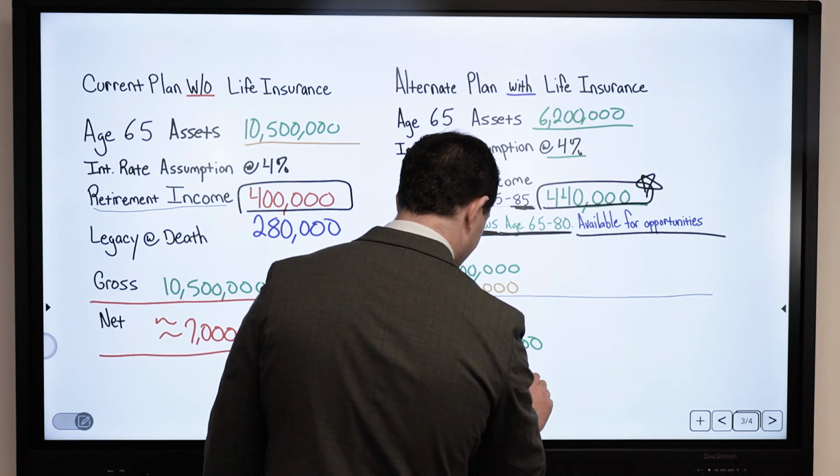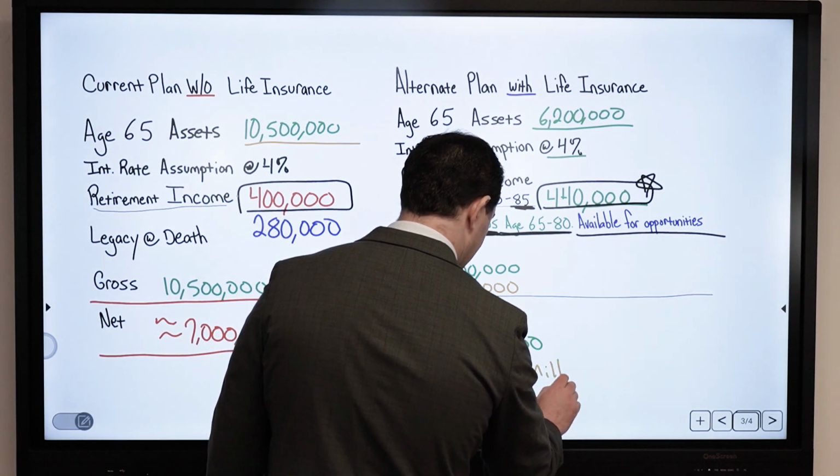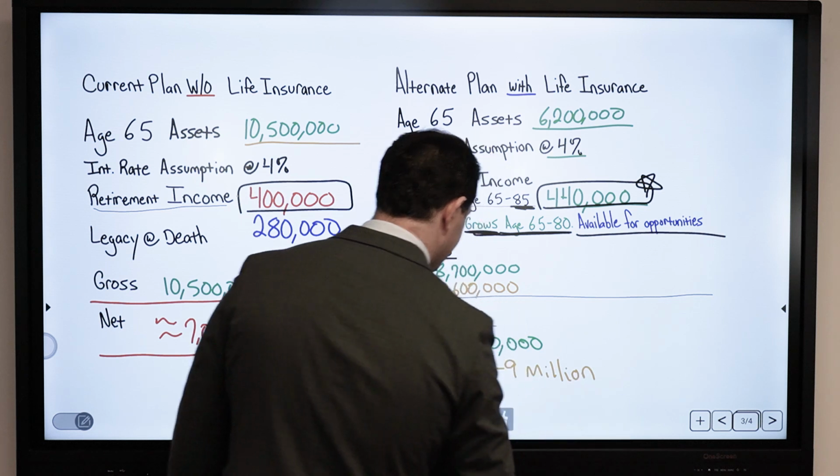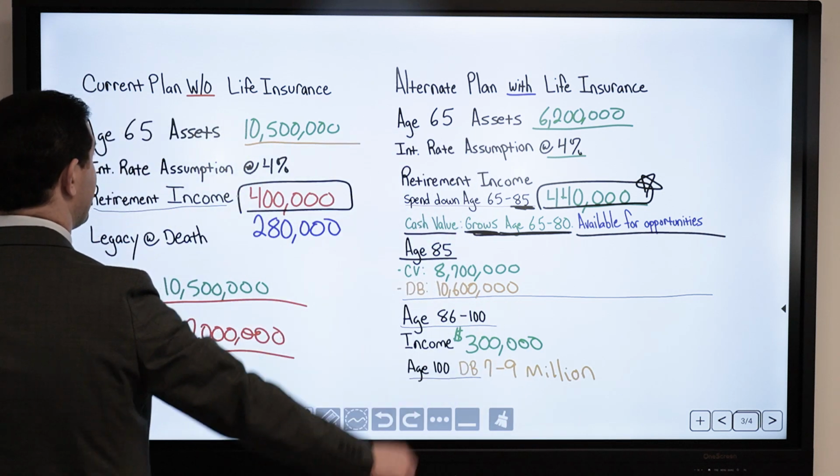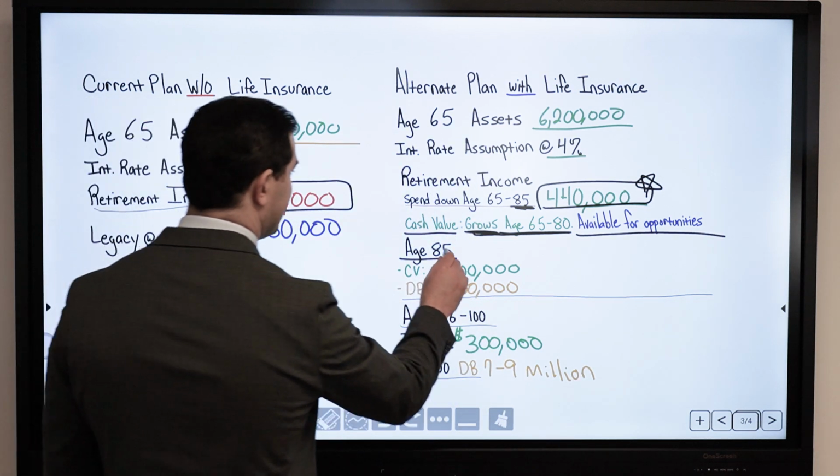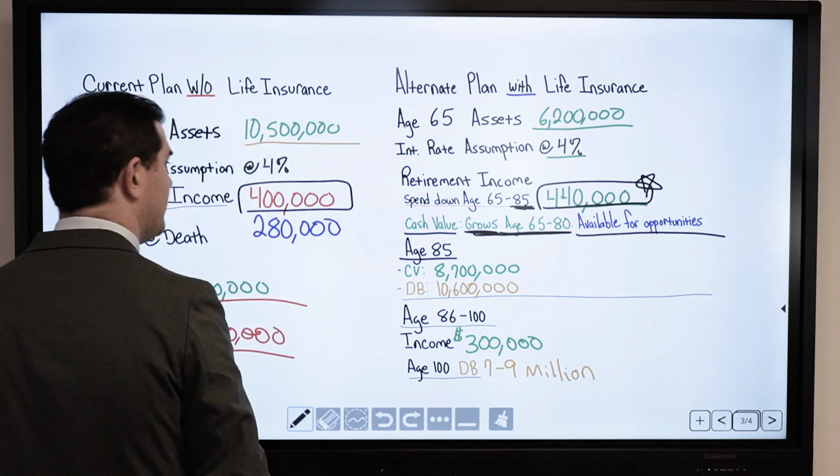Depending on how much I pull out really and when I die, 7.9 million in tax-free death benefit there. 10.6 before age 85. Beautiful.